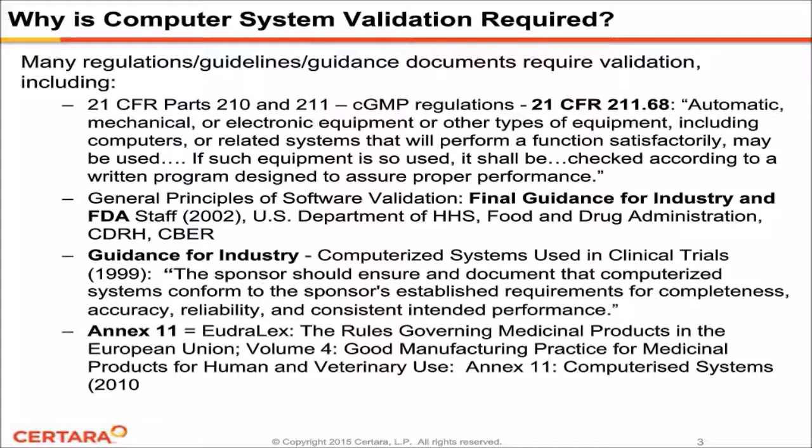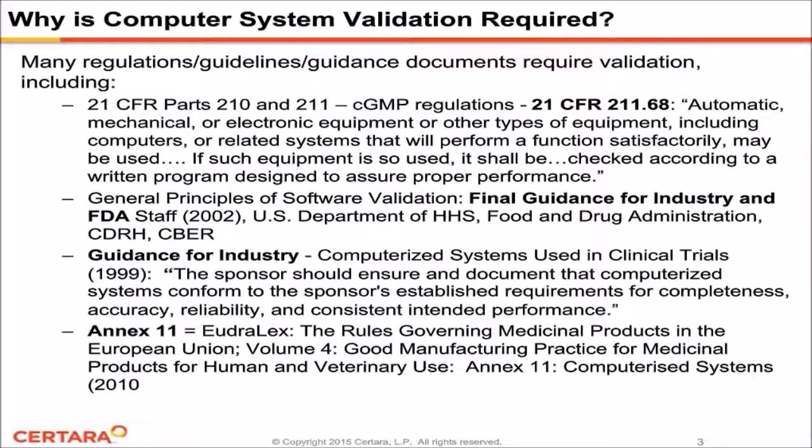There's also the final guidance from the FDA regarding general principles of software validation. There's also the guidance for industry from the FDA regarding computerized systems used in clinical trials. And that guidance specifically states that computer systems must conform to the sponsor's established requirements. Then there's Annex 11, which is a quality framework from the European Union, and it specifically states that in that framework for use of a computer system, the computer system should be validated.